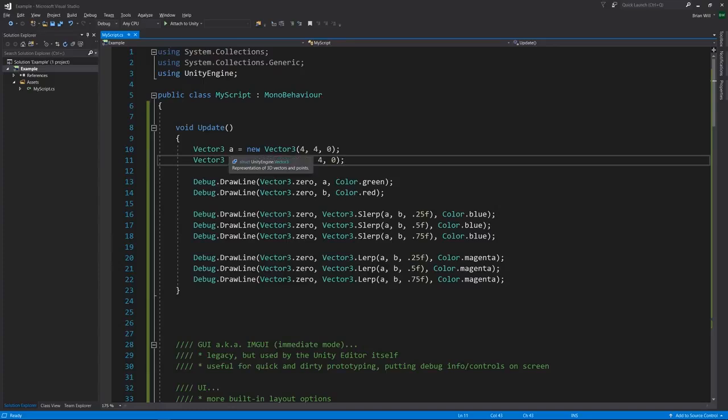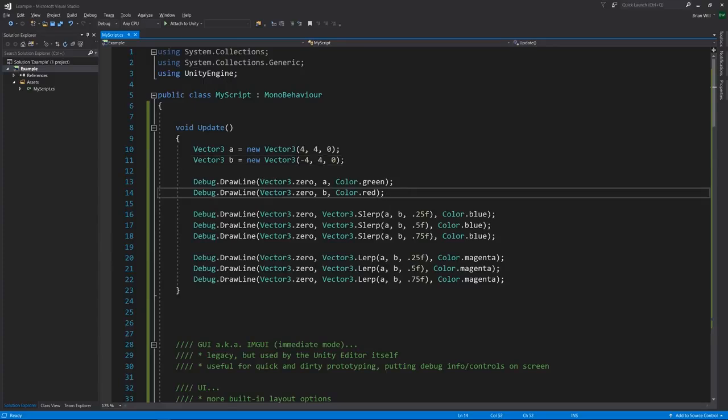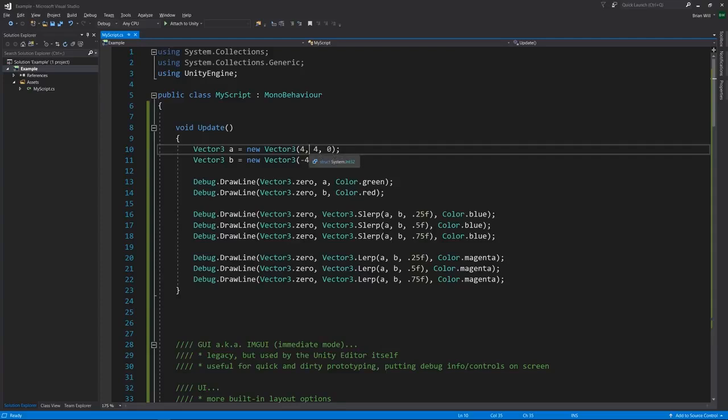So here we have our vectors A and B, and we're going to draw the first one as a green line, the second as a red. And then we're going to draw 3 slerps from A to B, first 25% of the way from A to B, then 50%, and then 75%, and we'll make those blue. And then we'll do the same thing with lerp, but make those magenta. And because both of these vectors, just for simplicity of demonstration, are on the XY plane, they both have z components of 0.